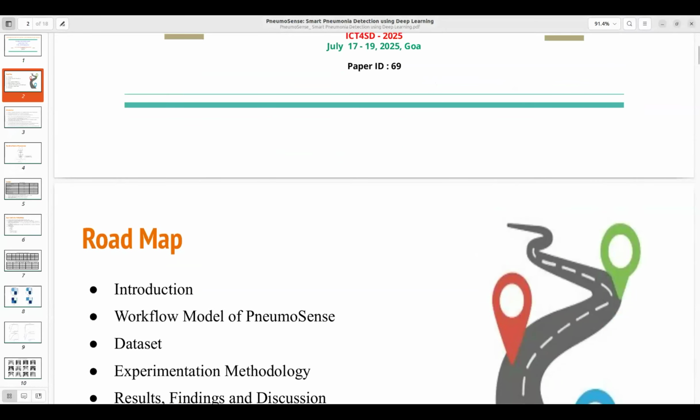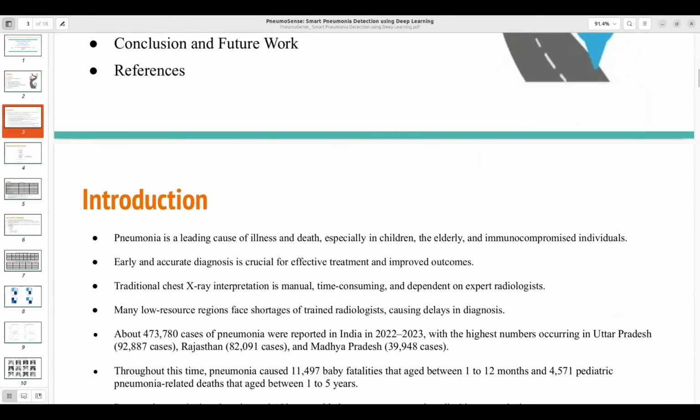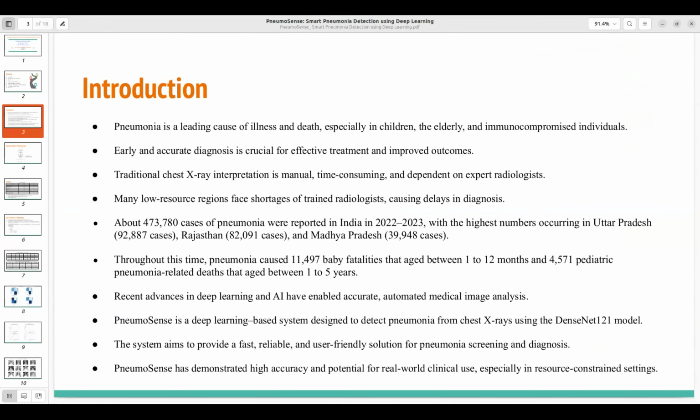This is the roadmap for our presentation today. We have the introduction, then we will discuss the workflow model of the Pneumosense application. Then we have the dataset used, the experimental methodology, and then the results, findings and discussion part. Then we have a comparison of Pneumosense with other models. And lastly, we have the conclusion and future work. As we all know, pneumonia is the leading cause of illness and death, especially in children.